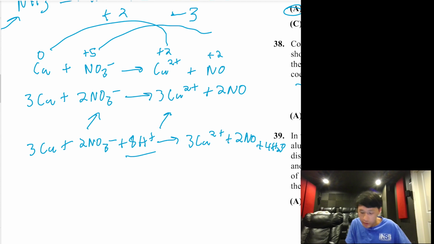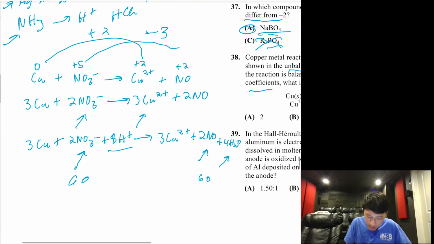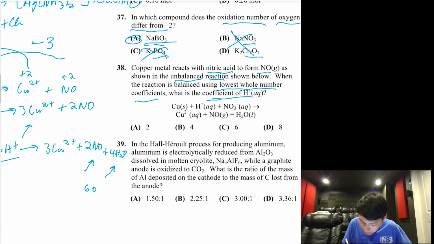If you want to check your work, you can look at the number of oxygens. So there's 2 oxygens here and then 4 here. So there's 6 oxygens on this side. On this side, only oxygens come from here and there's 6 here. So we balanced it correctly. So the question is asking us what is the coefficient of H+, and that's going to be D.